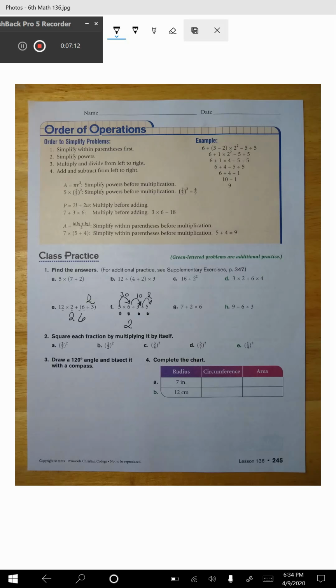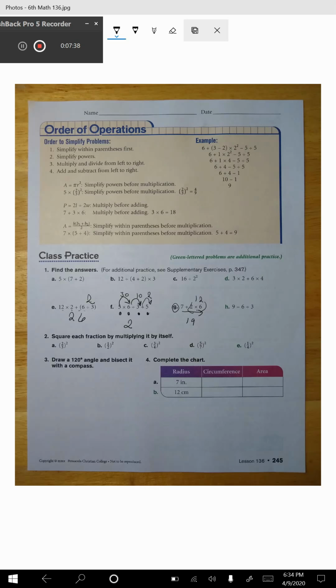Okay? Now, look at G. This one could be tricky because you would be tempted to just go in order, but you can't. We have a multiplication problem in here. That has to be done. It's almost like it might as well be in parentheses because you have to do that before you add. So 2 times 6 is 12. Now you can add it to the 7, and that's 19.